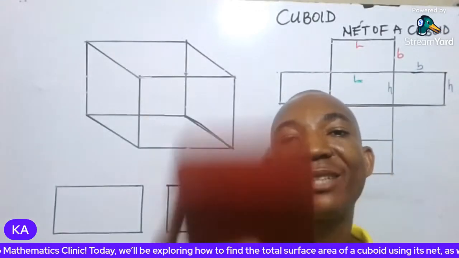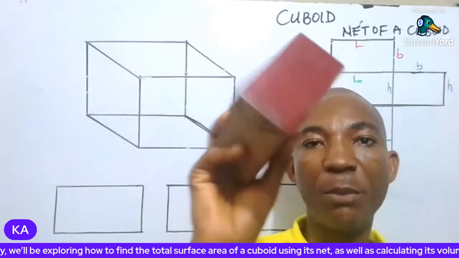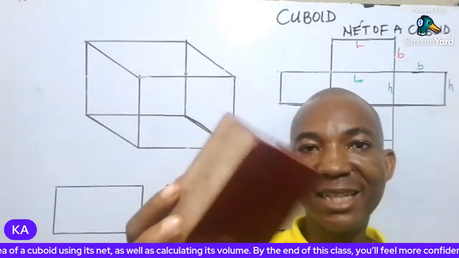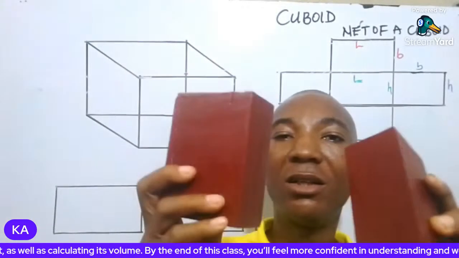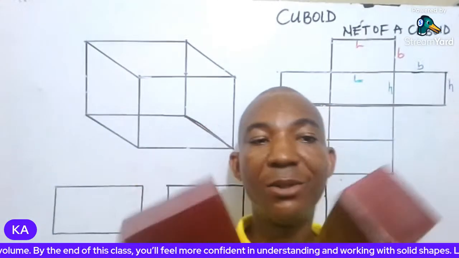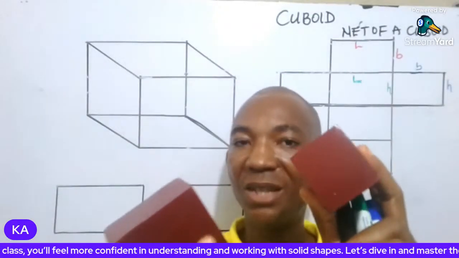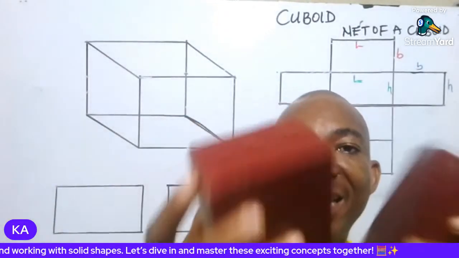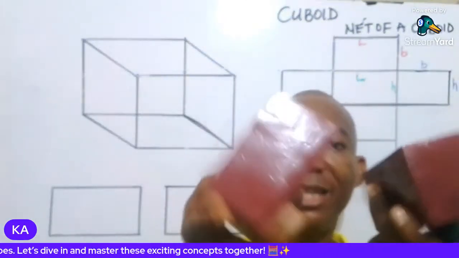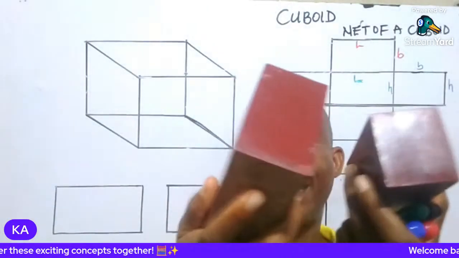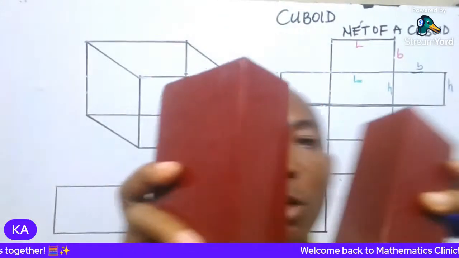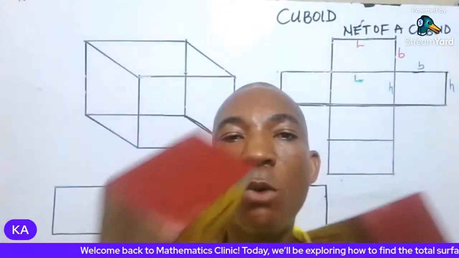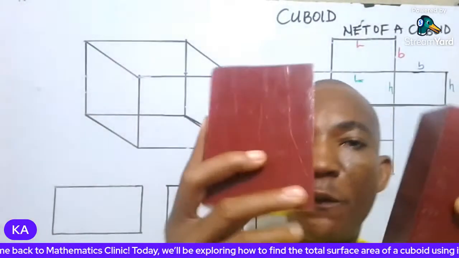Today, we want to look at the total surface area of a cuboid. You remember cuboid? Yes. They are called prisms. And don't forget, we have a square prism. We have a rectangular prism. All these are still cuboids. Can you see this now? Now we want to look at the total surface area of a cuboid.